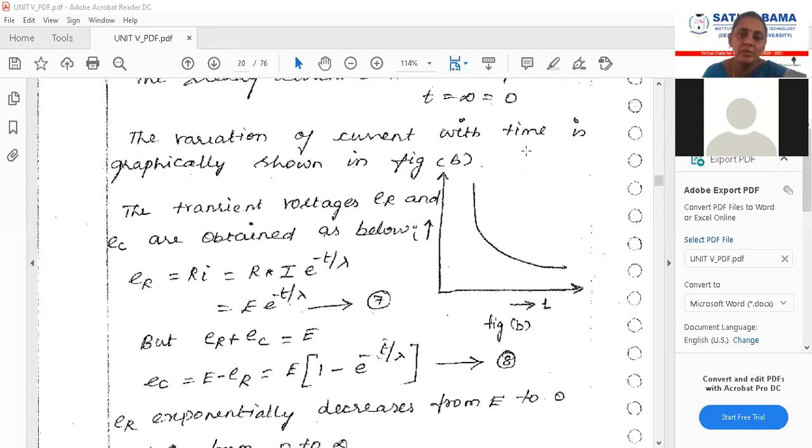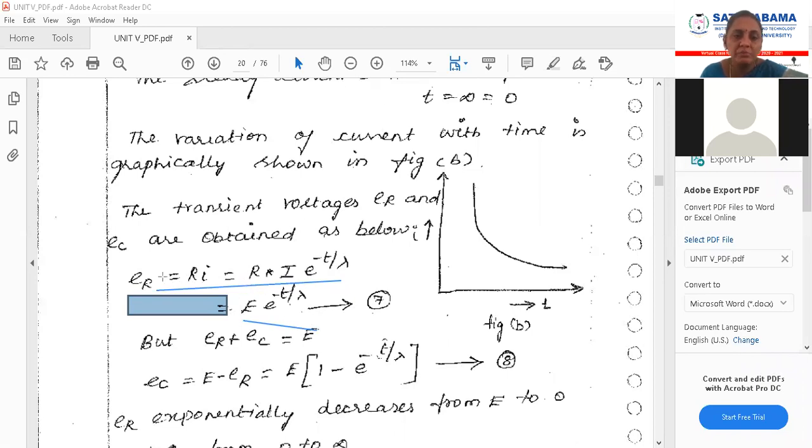Now coming to the voltage across the resistance and capacitance. You know ER is equal to R into I, right? ER is nothing but the voltage across the resistor. So the voltage across the resistor is given by R into I, or you can write it as E into e power minus t by tau.